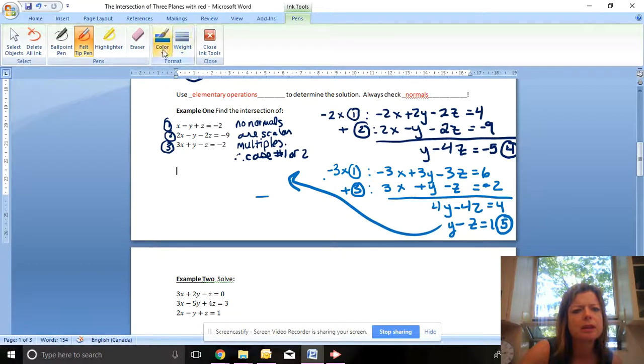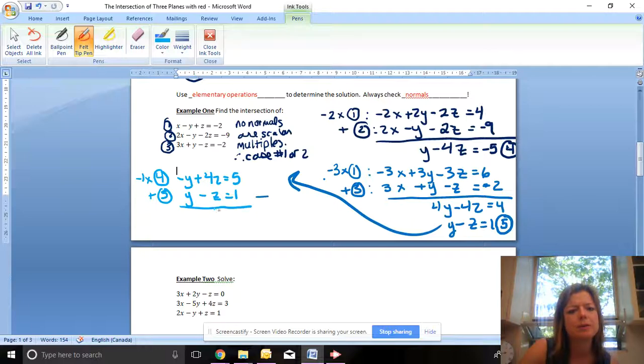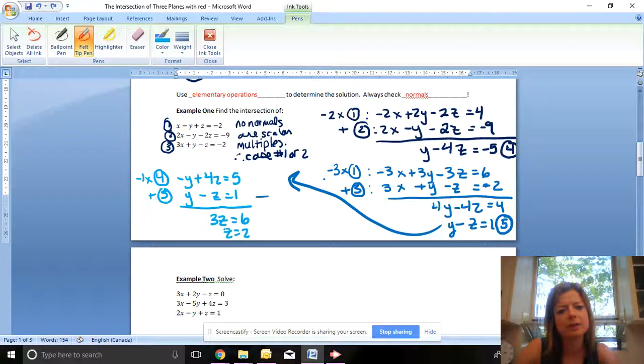Okay, now I'm going to multiply equation 4 by -1. So minus y plus 4z equals 5, and then add that to equation 5, which is y minus z equals 1. So the y's eliminate, and you get 3z equals 6. So z is equal to 2. Hopefully you guys can read that. z is equal to 2.